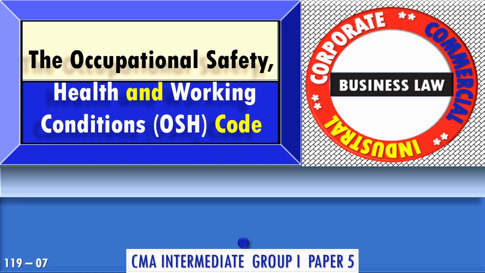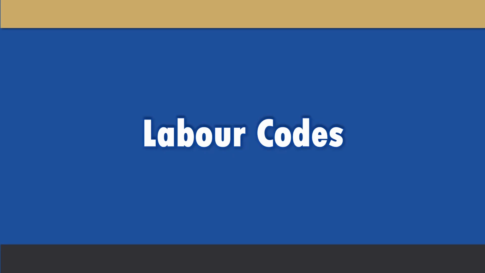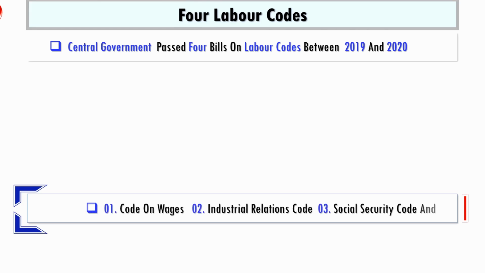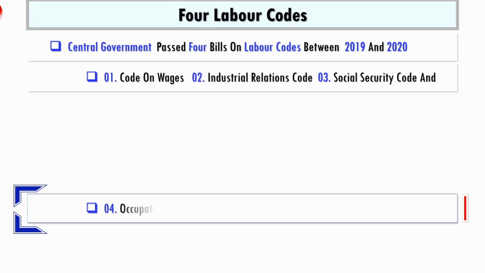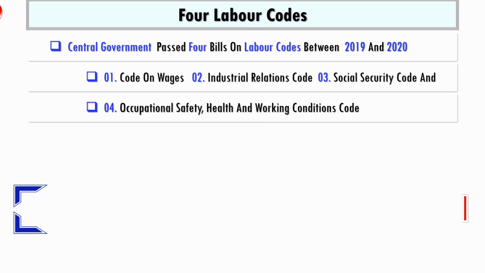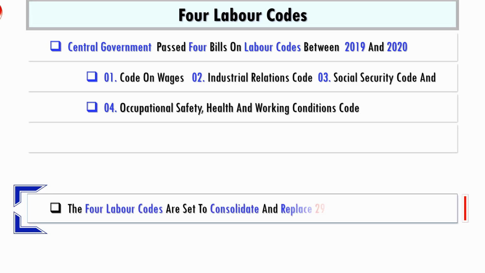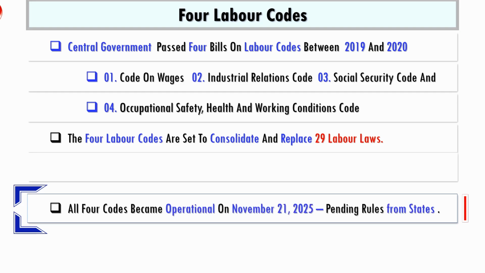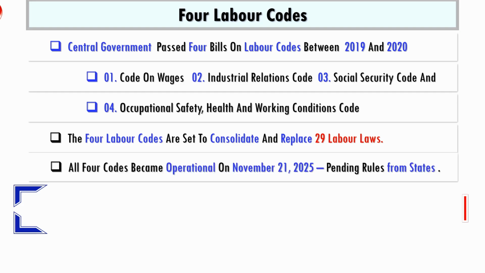OSH code, the Occupational Safety, Health and Working Conditions Code. Four labor codes: Code on Wages, Industrial Relations Code, Social Security Code, and the OSH code are set to consolidate and replace 29 labor laws. All four codes became operational on November 21st, 2025. Their implementation in the states is awaiting passage of rules from the respective states.